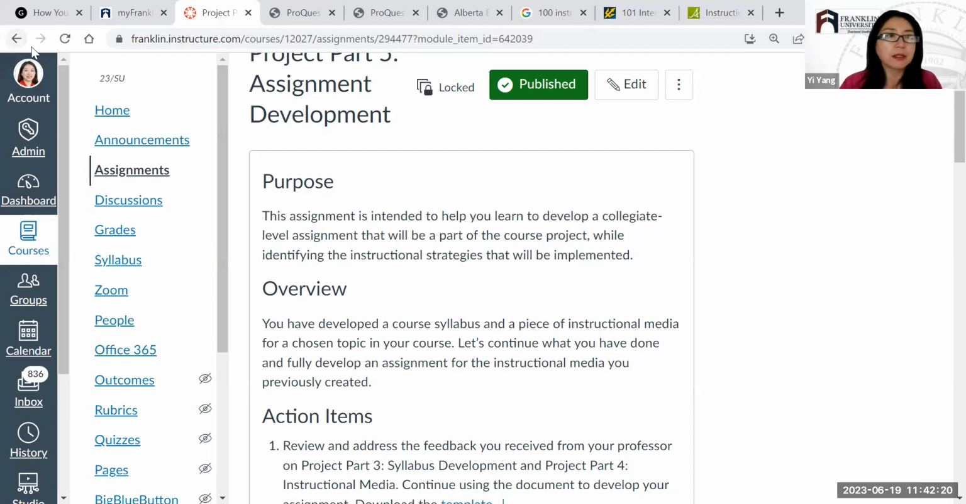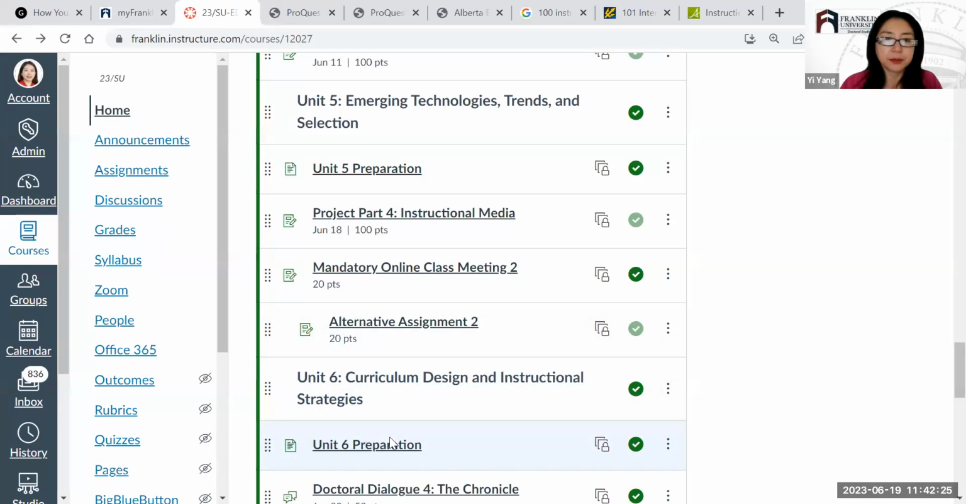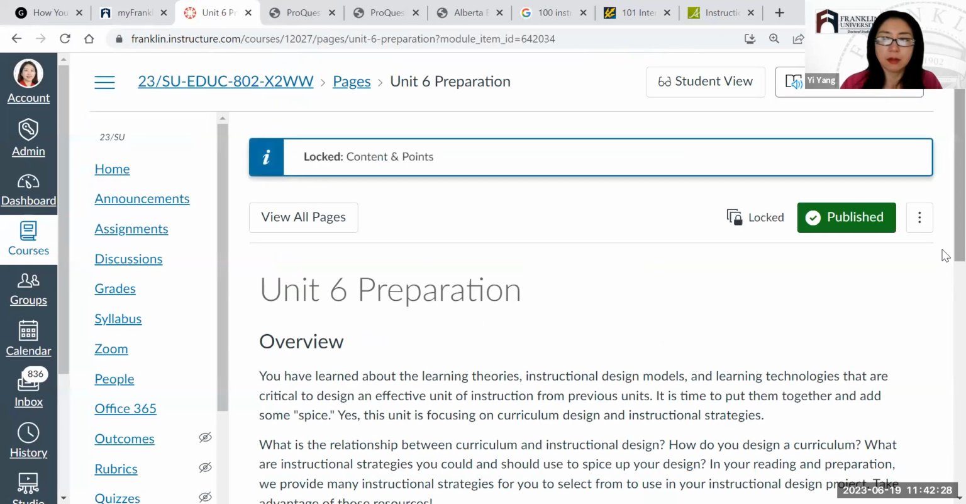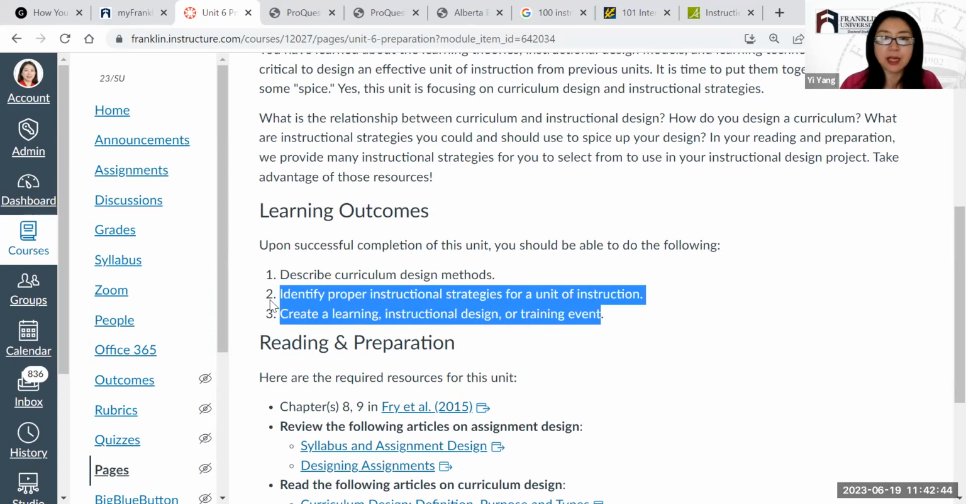Now, if we go back to your Unit 6 prep, you have three learning outcomes: describe curriculum design models, identify proper learning strategies for a unit of instruction, and create a learning instruction design or training event. The create a learning instruction design or training event outcome, as well as identify proper instructional strategies for a unit of instruction, are the outcomes being measured in this assignment.